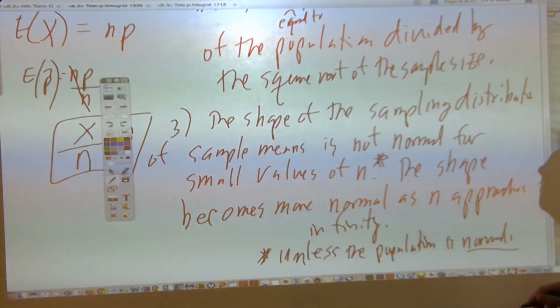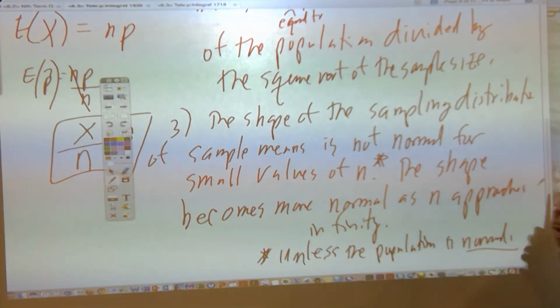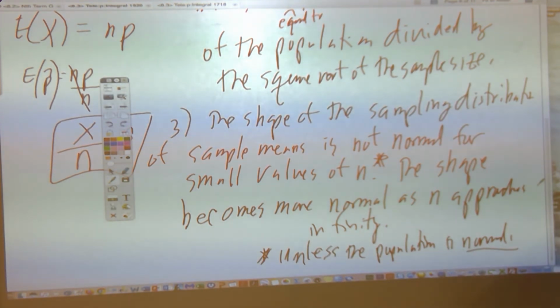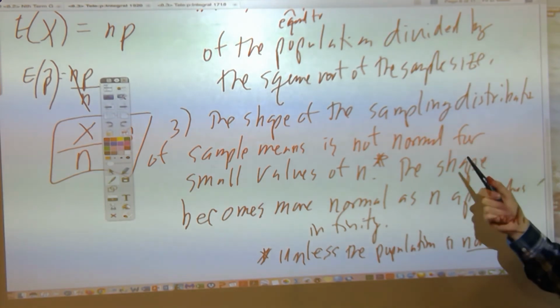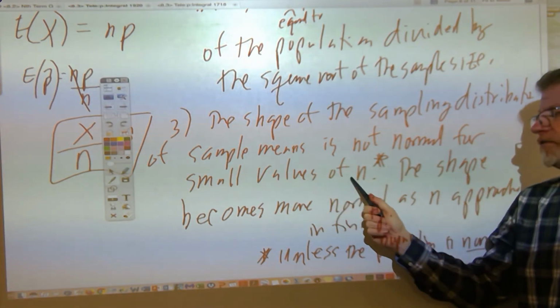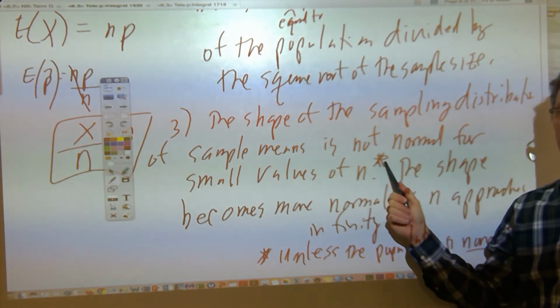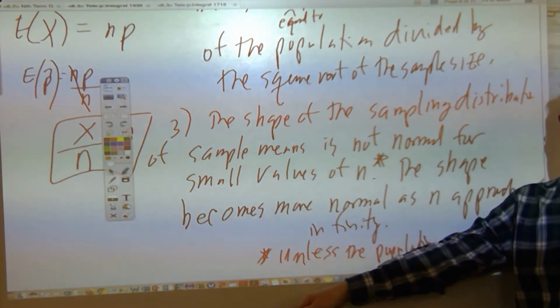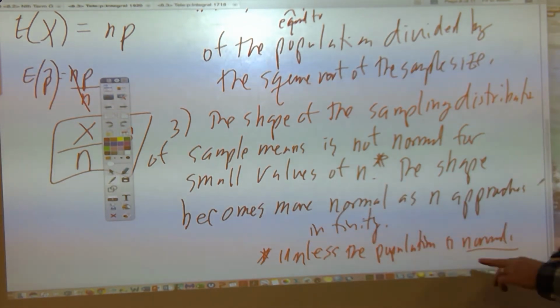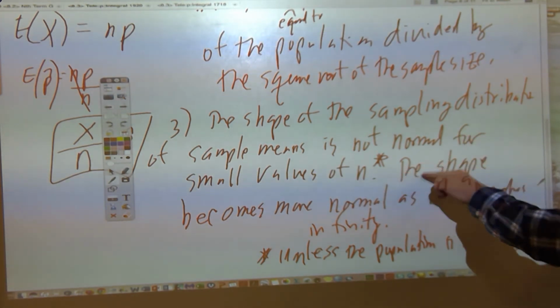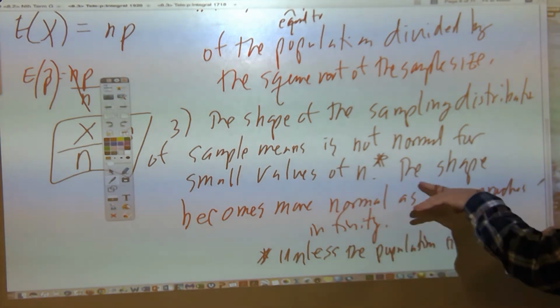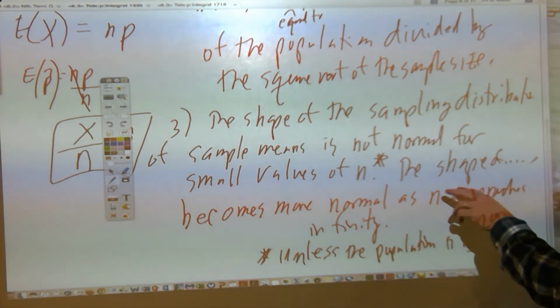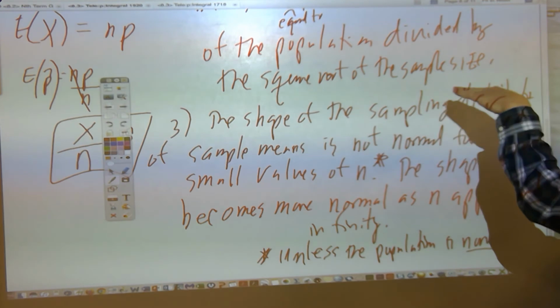And third, this one, because of the asterisk, here's how we're going to handle the asterisk. When I say go, I want you to say: the shape of the sampling distribution of sample means is not normal for small values of n, asterisk, and then say, unless the underlying population is normal. And then go on with the shape of the sampling distribution of sample means.